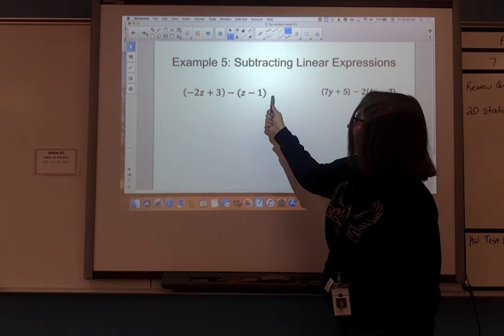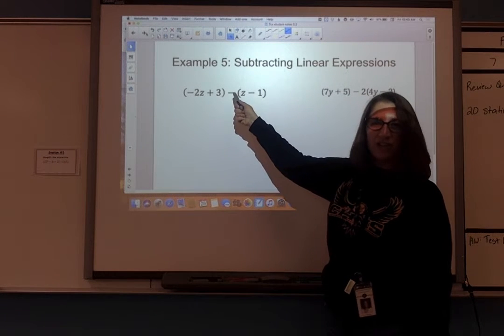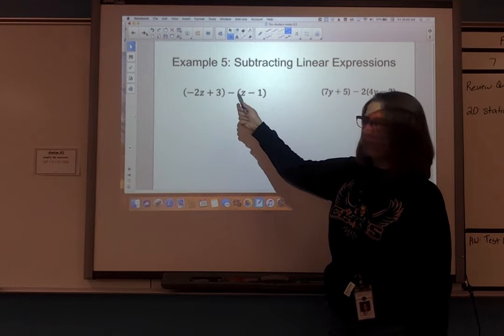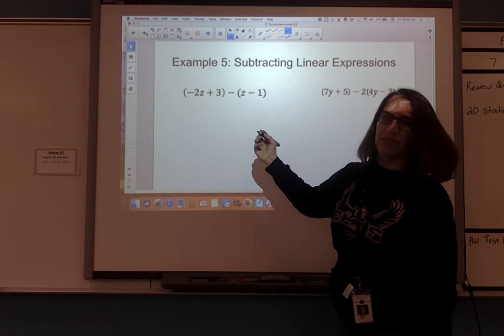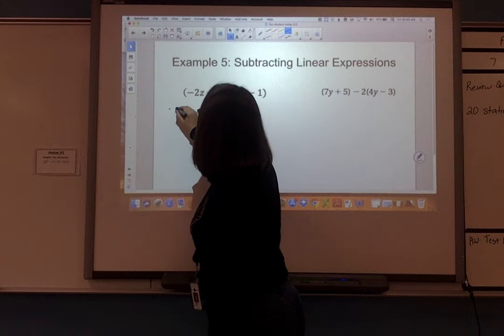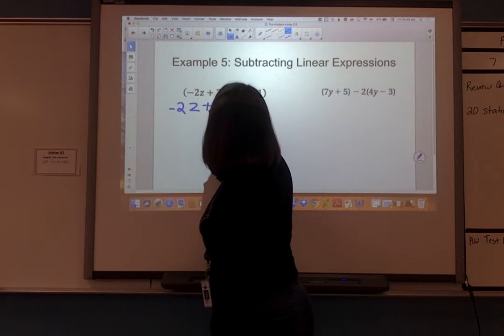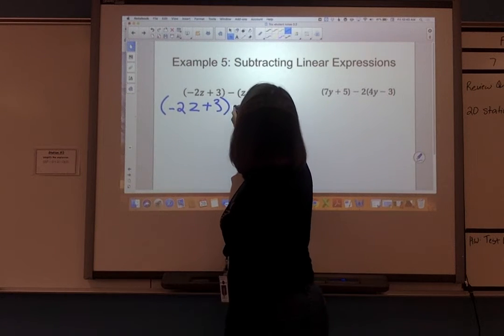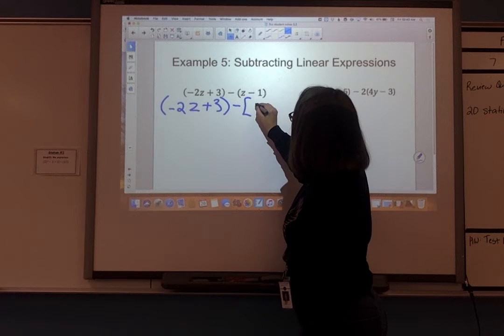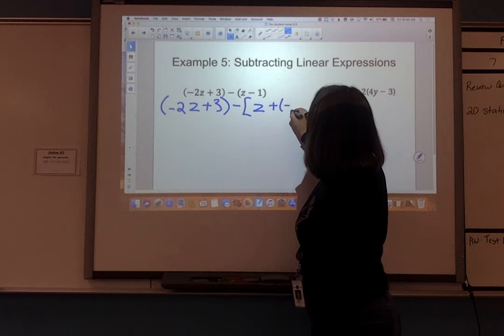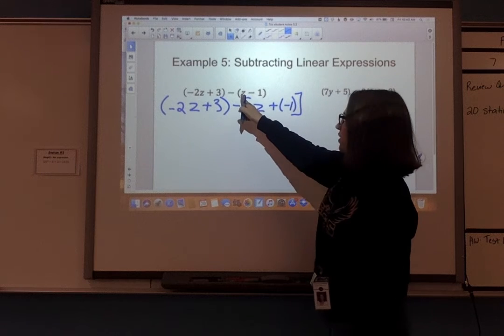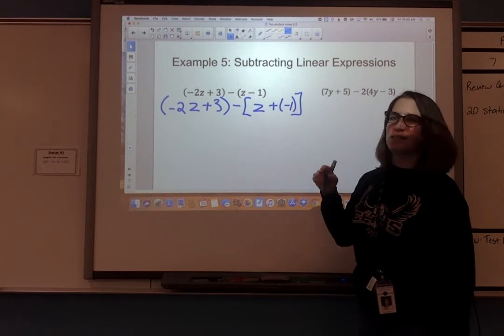So I'm going to start with what's inside the expression. Before I change this subtraction symbol to addition, I'm going to deal with what's inside the parentheses. So I'm going to rewrite this as negative 2z plus 3 minus z plus negative 1. So I change the z minus 1 to z plus negative 1.